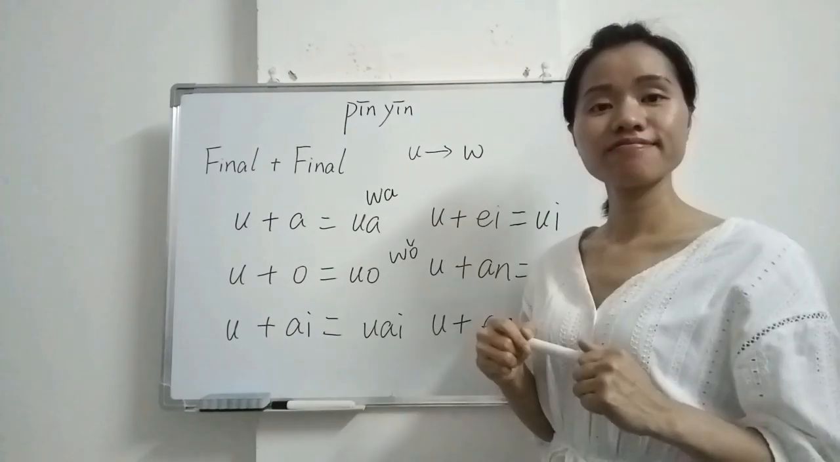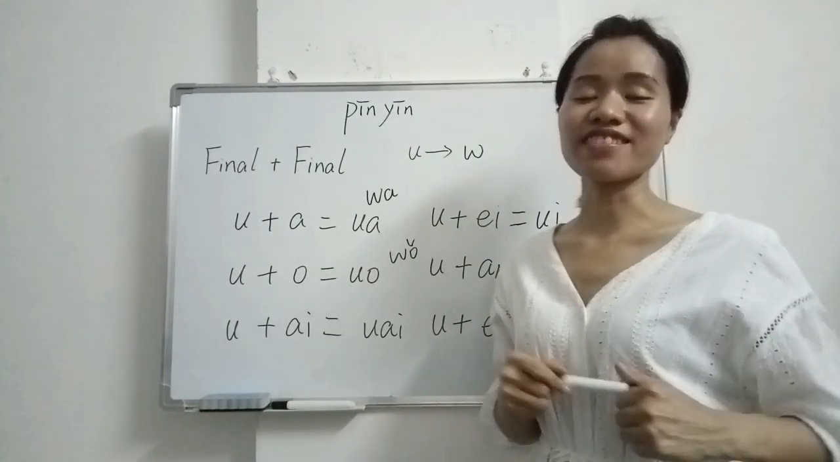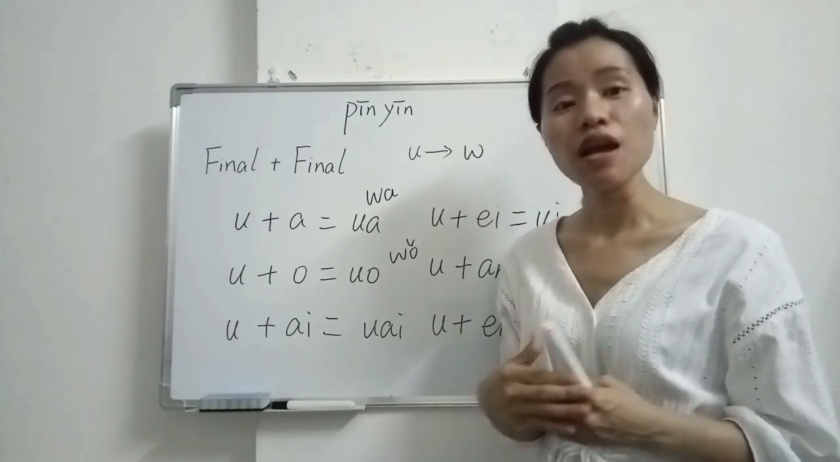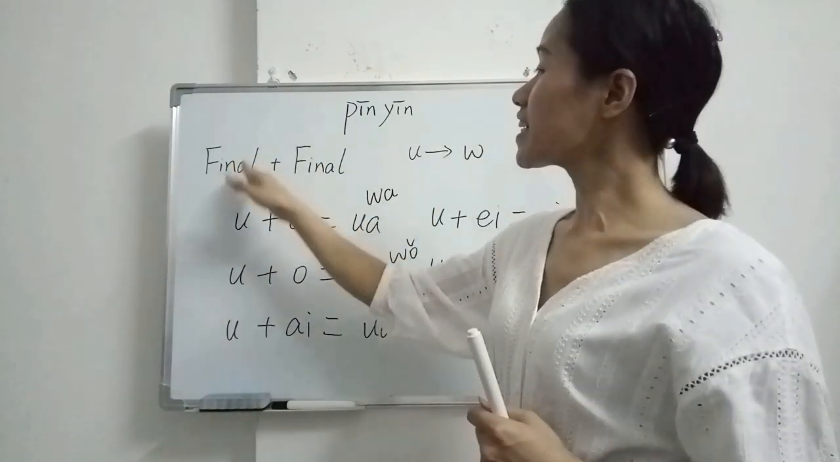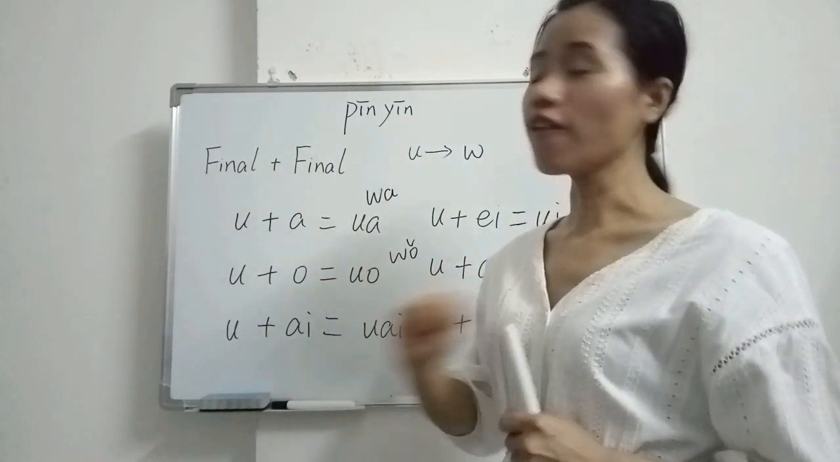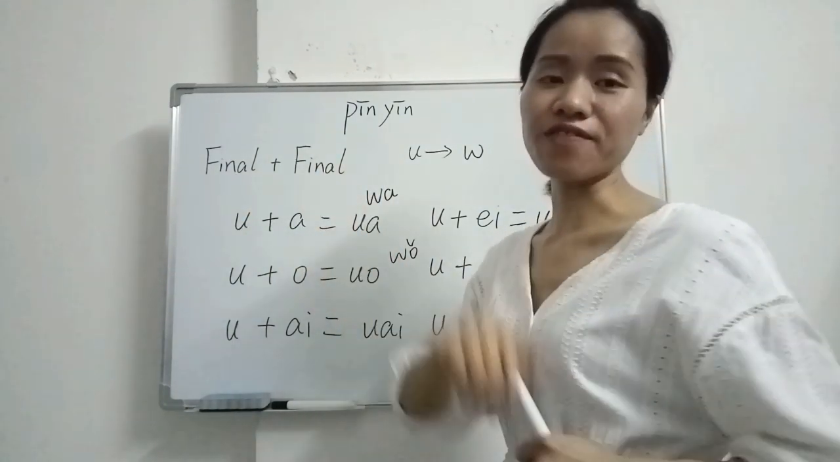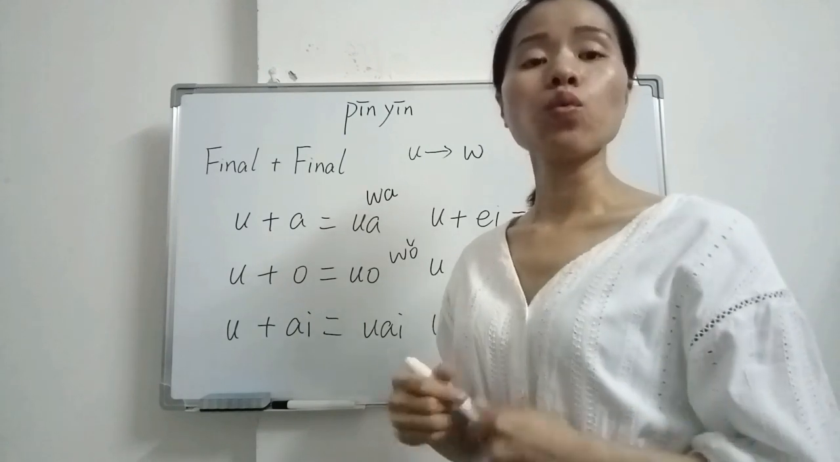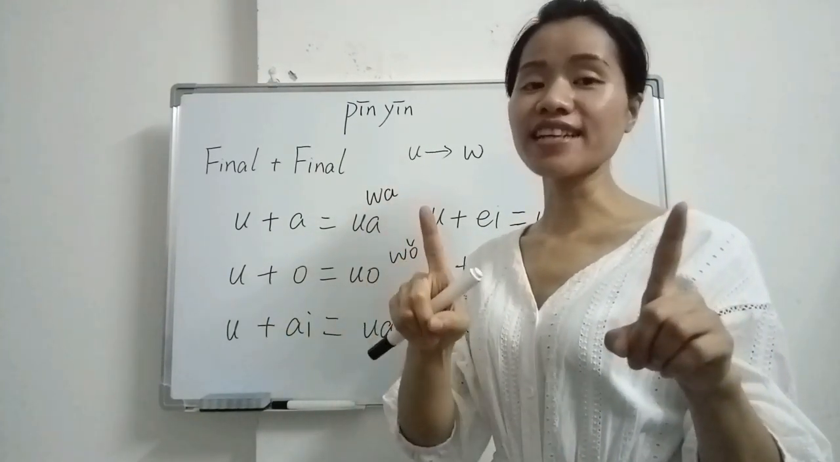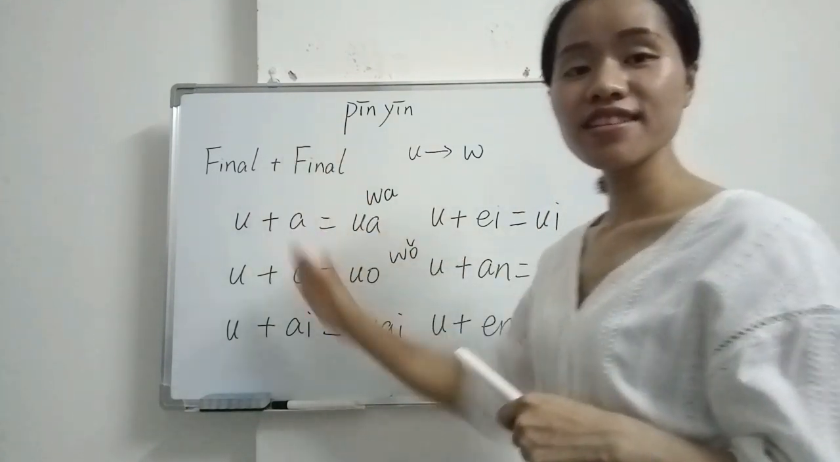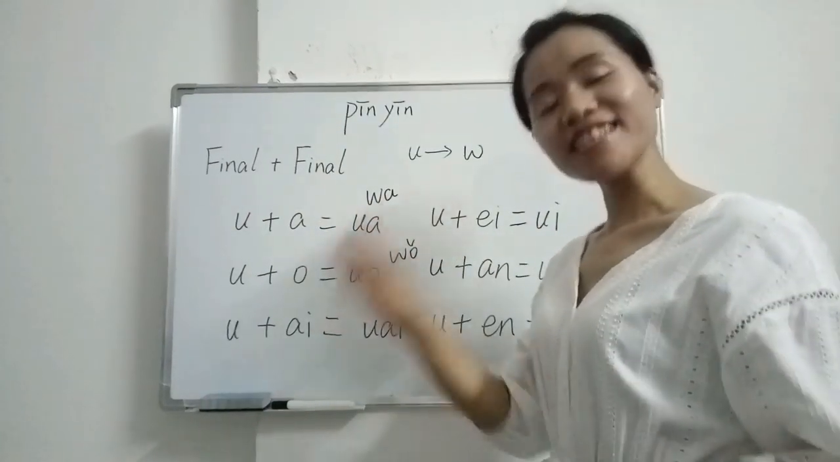Okay, good. Today I think it's enough. We have learned more finals, right? Final plus final. Yi plus other finals, and wu plus other finals. And in the next lesson, we will practice initials and finals together, what we learned today. Okay, see you!